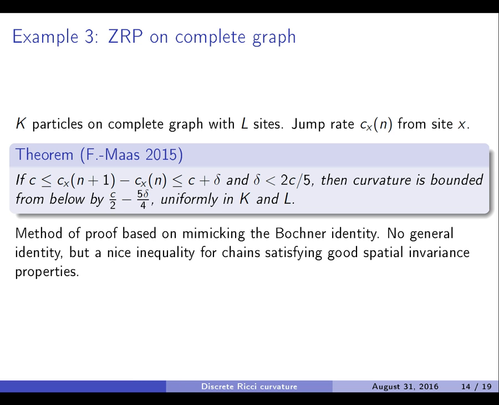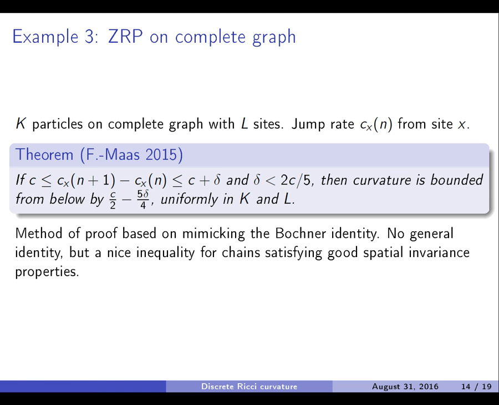And then to get positive curvature for systems that have some interference, what we do is we divide our chain into two sub-Markov chains, one with good spatial invariance properties that has a non-negative contribution to the curvature, and a remainder that we treat by hand. We try to get hard estimates, but we can reduce this to a much simpler Markov chain to treat by hand. Okay.